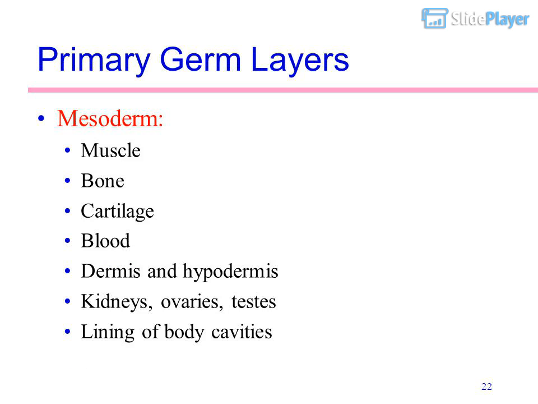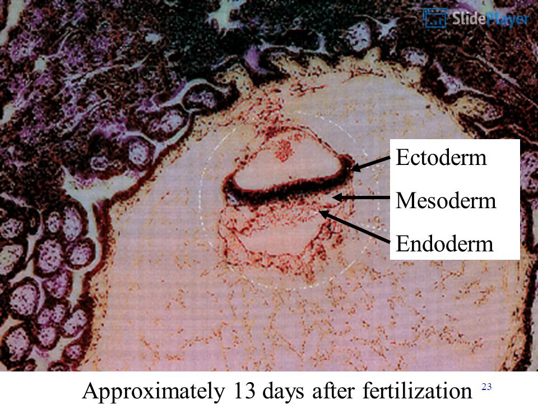Primary germ layers. Mesoderm: muscle, bone, cartilage, blood, dermis and hypodermis, kidneys, ovaries, testes, lining of body cavities. Ectoderm, mesoderm, endoderm. Approximately 13 days after fertilization.